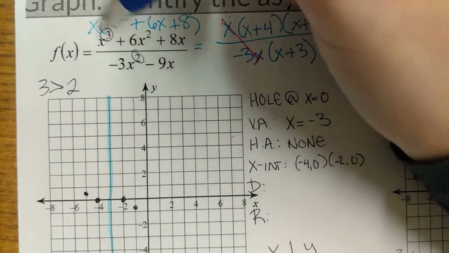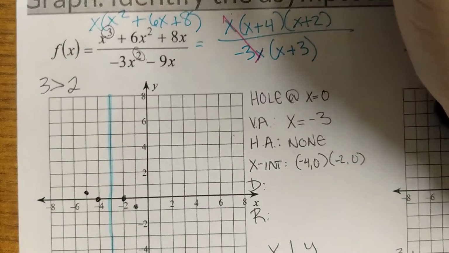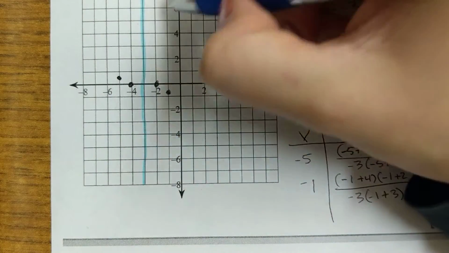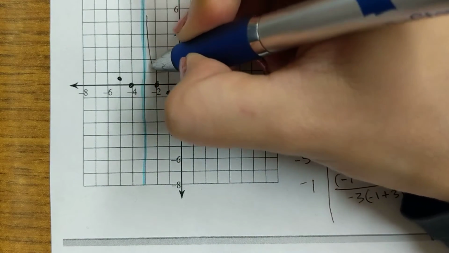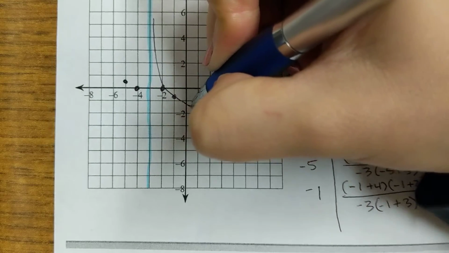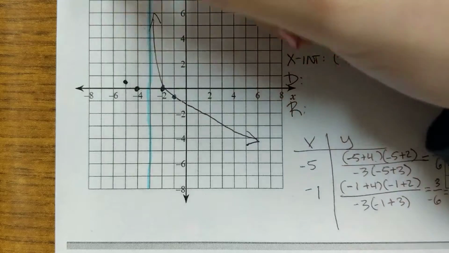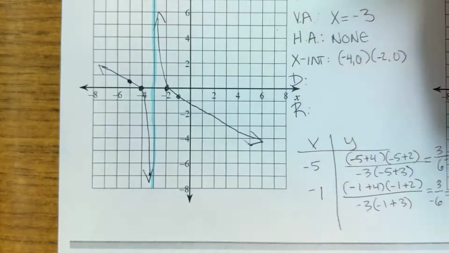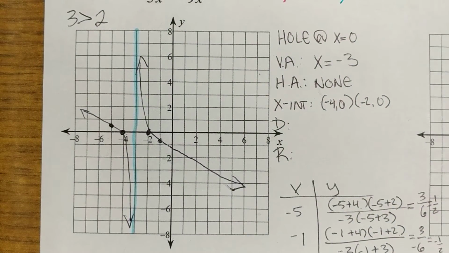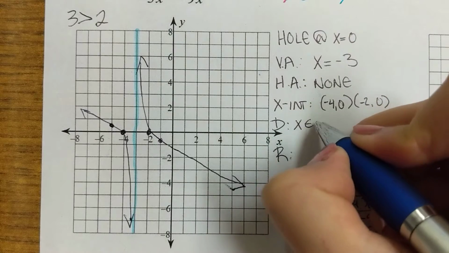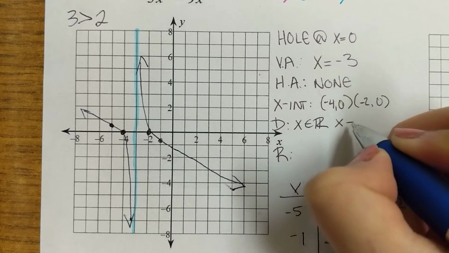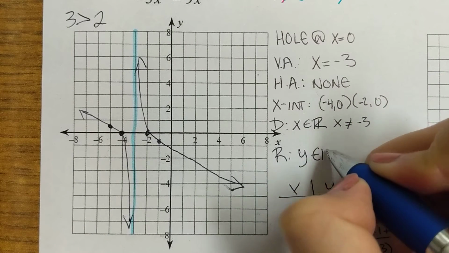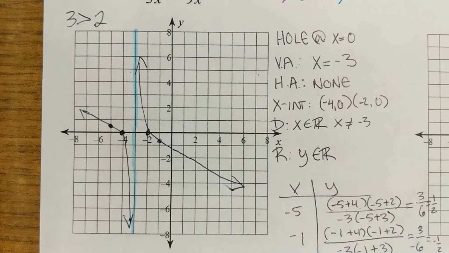Because this is an overall positive rational function, your branches will open roughly toward the first and third quadrants as opposed to second and fourth, and this is approximately what it would look like. Your domain is all real numbers, but it cannot be any holes or asymptotes, which would be negative 3. And your range is all real numbers, except any horizontal asymptotes, and you don't have any, so you're done.